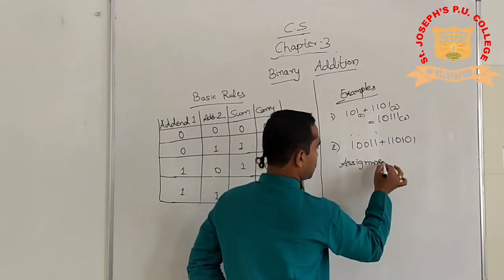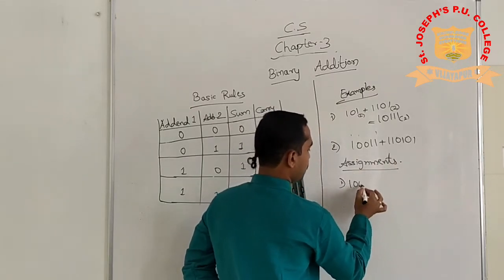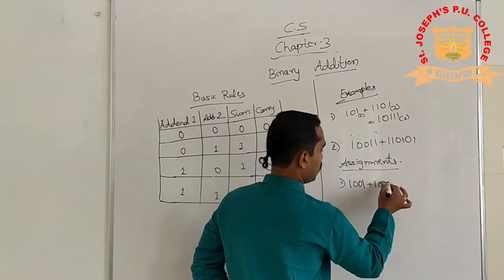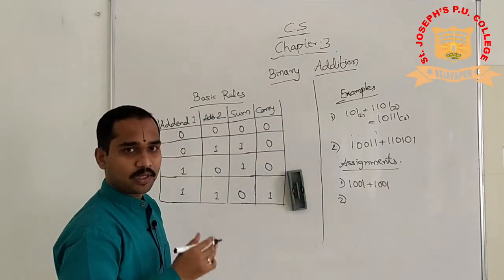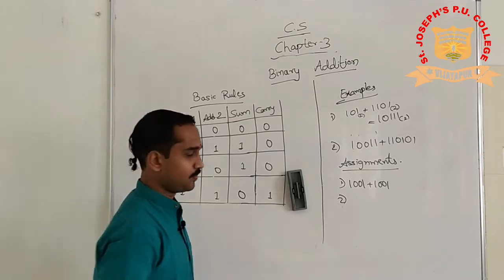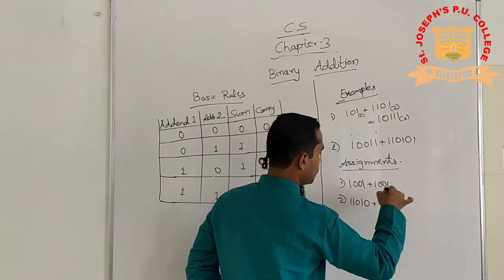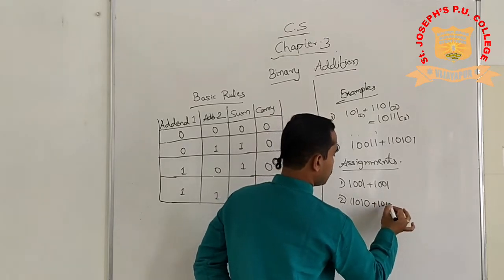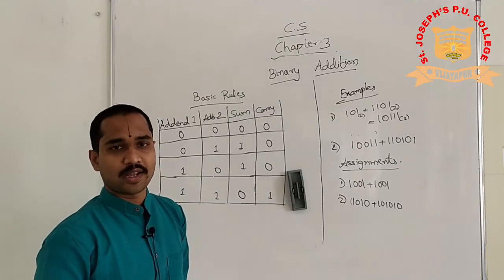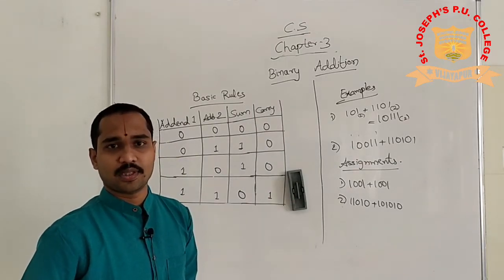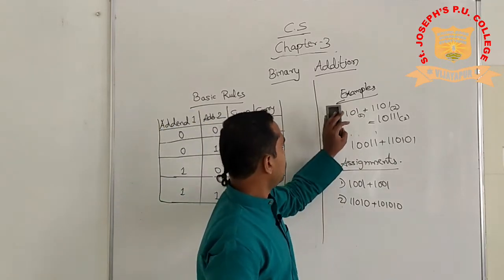The first number is 1001 plus 1001. Both are binary numbers. Add them using the binary addition rules. Next, 11010 plus 101010. Now you have to add these two and send me the assignments. Fine. Let me continue.